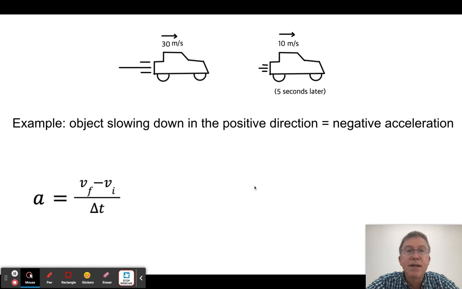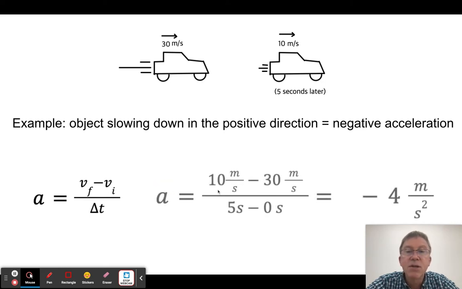Let's see why. Again, I'm just going to use this equation. The final 10 minus the initial 30, divided by the time needed to make the change, 5, gives me negative 4. So I'm accelerating in the negative direction while moving in the positive direction. And when that happens, the object slows down in the positive direction.